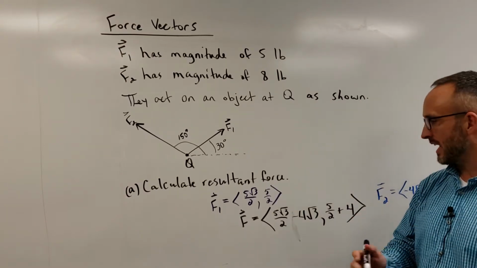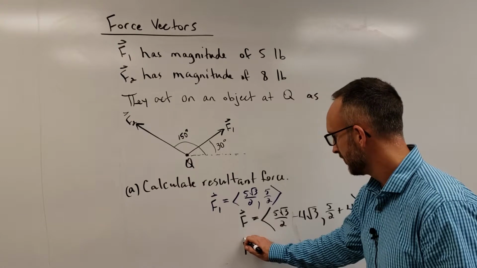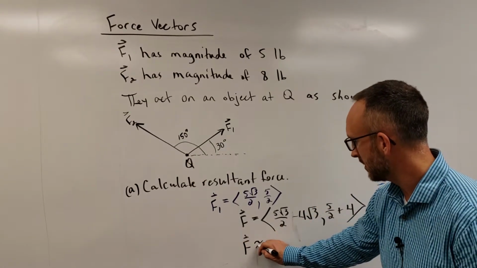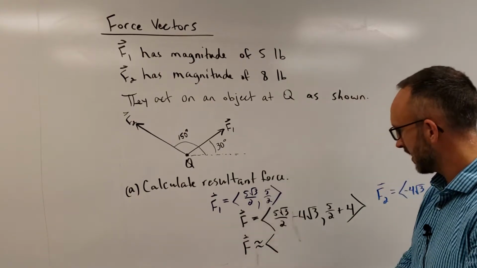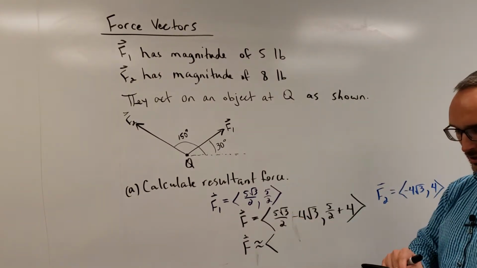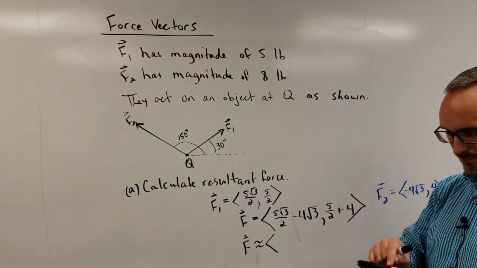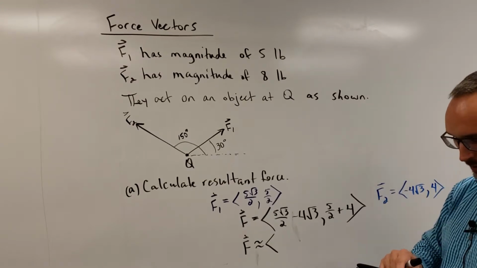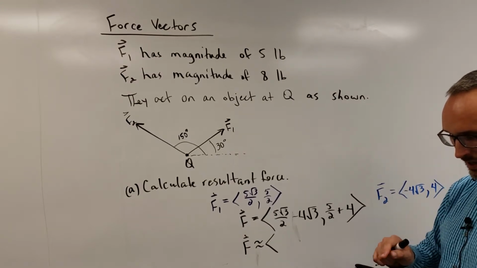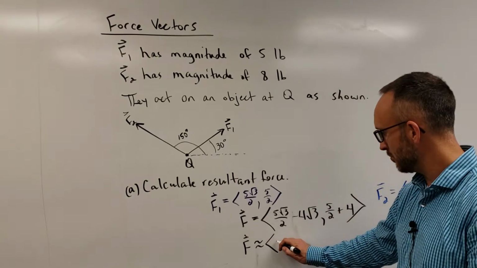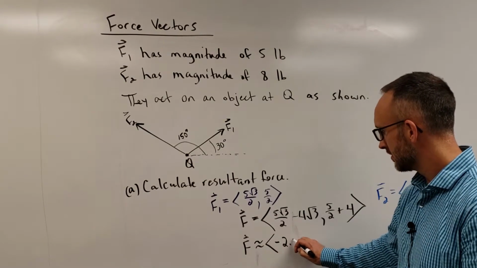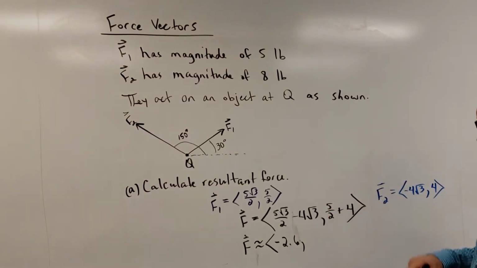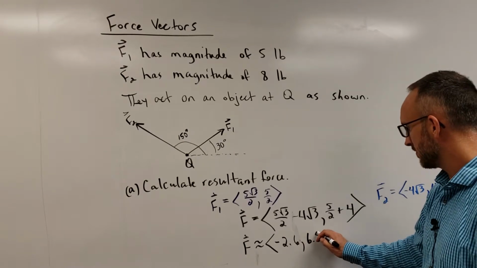And if you wanted to round that to decimals, you could put those numbers into your calculator. Don't write equals, however, write approximately. So I'm going to type 5 square roots of 3 over 2 minus 4 square roots of 3, and it looks like that's about negative 2.6, comma, 5 halves plus 4, well that's 2.5 plus 4, so that's 6.5.